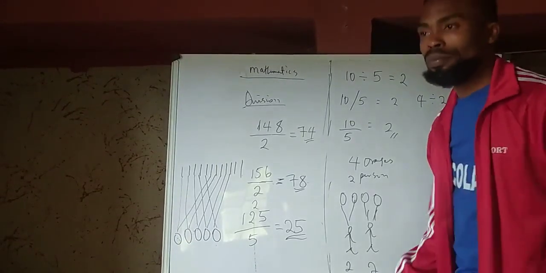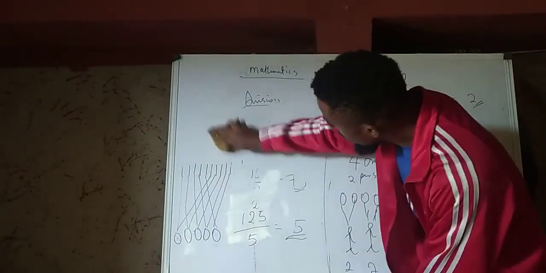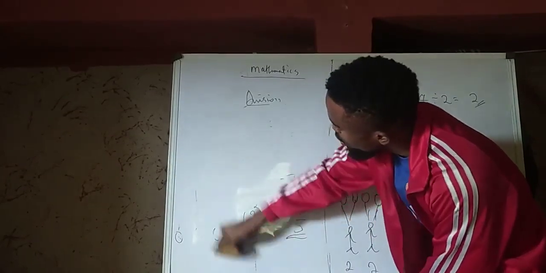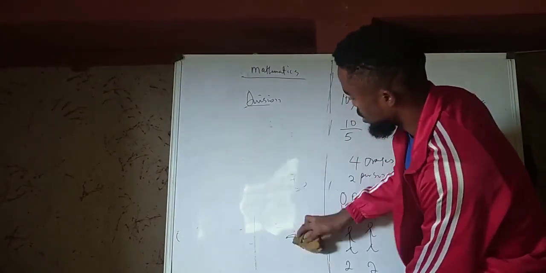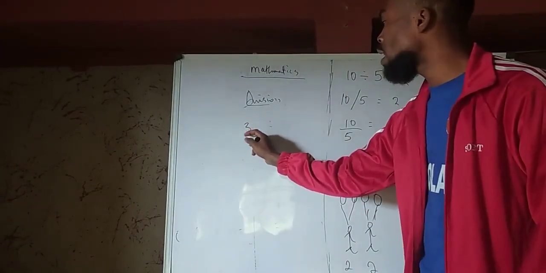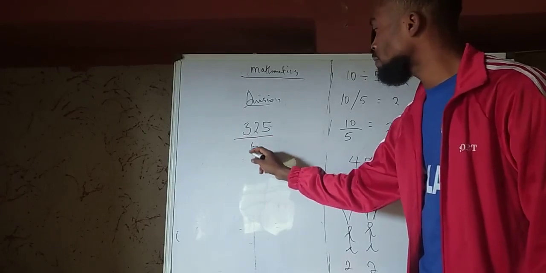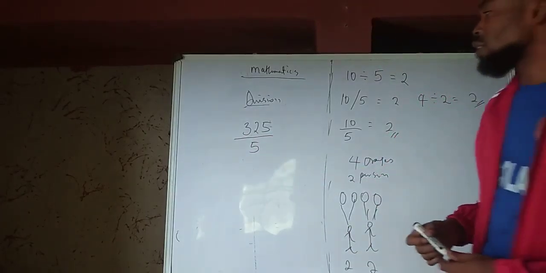Okay, so before we proceed on division, let's take another example here. Let's say we are to divide 325 by 5. Okay, how do we do this?